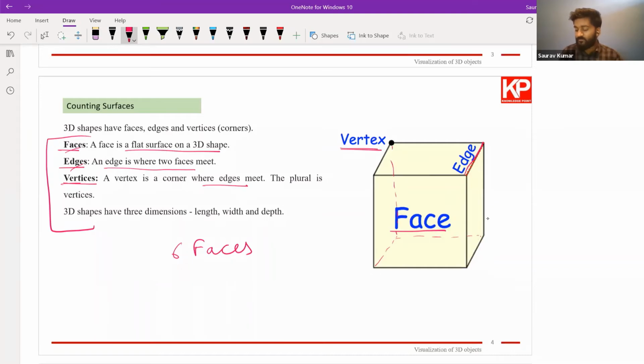and then the number of vertices. So we have 8 vertices. Okay, and also count the number of edges.